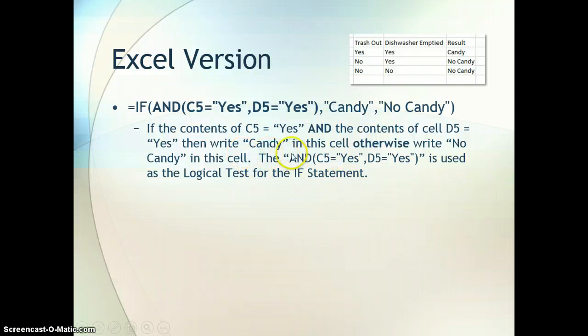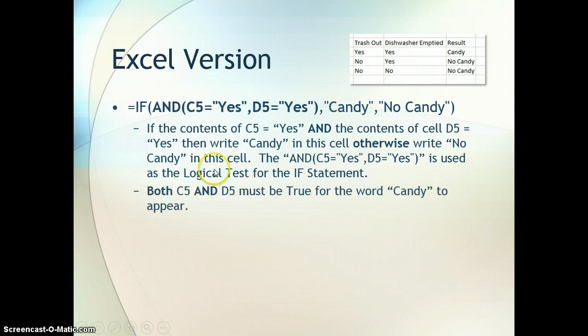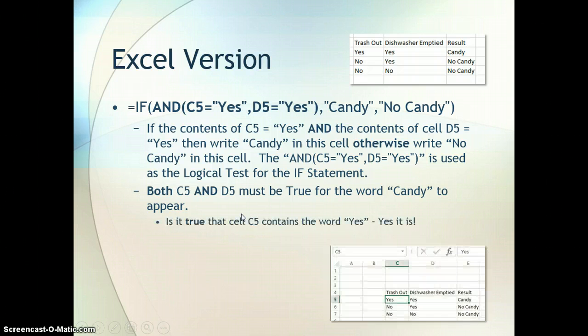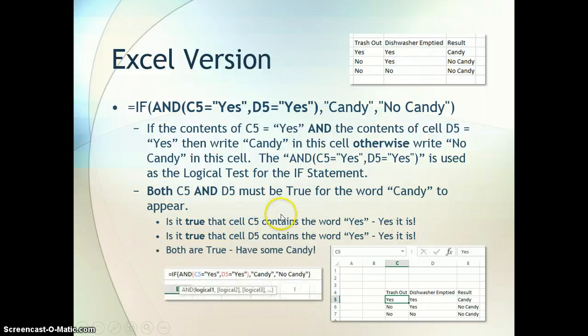So there it is. That's this area. This area here is an AND statement, which is in the logical test area of the if statement. And both C5 and D5 must be true. In other words, is it true that C5 is the same as this? Is it true that D5 is the same as this? In other words, they both have yes in them. And if it is true for both of them, then you get the candy. Okay. So is it true? Yes it is. Is it true? Yes it is. Then you have some candy.